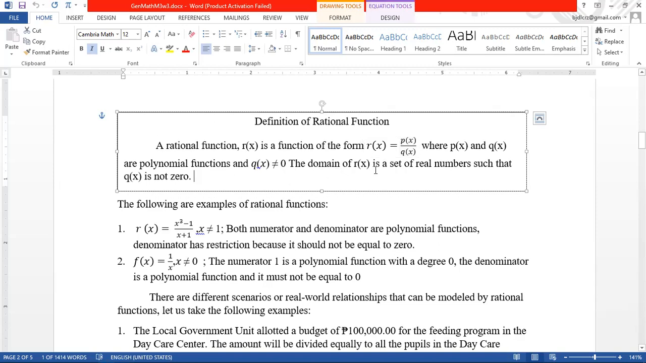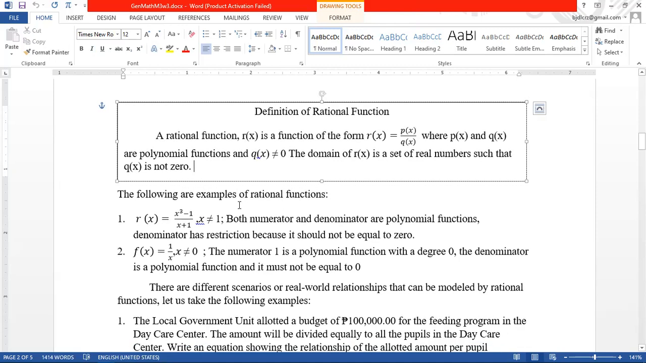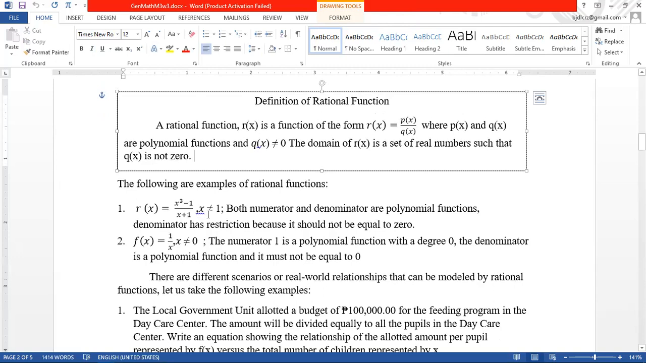The domain of r of x is the set of real numbers such that q of x is not 0. So, the domain or the x of r of x is a set of real numbers. So, what are those real numbers? 1, 2, 3, 4, and so on. So the following are examples of rational functions. So first, r of x is equal to x cubed minus 1 over x plus 1. X should not be equal to 1.